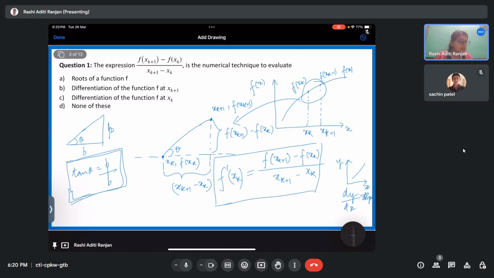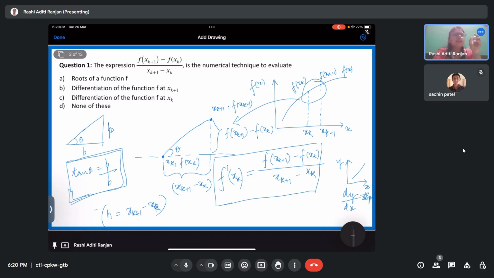So this is how we actually find the numerical techniques. We look into the geometry of the system. We take a very small value of h, which is our step size. Here h is xk plus 1 minus xk. So for a small value of h, I'll compute the slope, and it is going to give me the slope or the differentiation at that particular point.